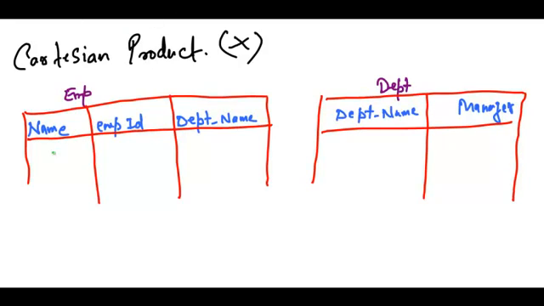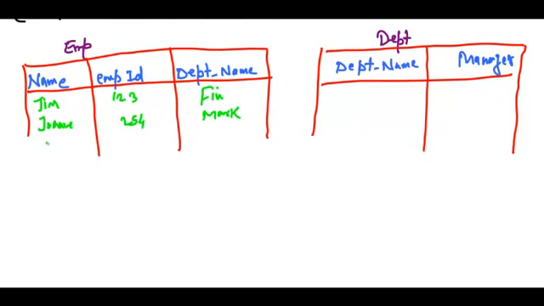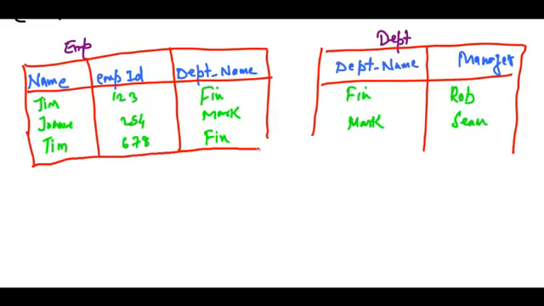Okay, so let's say we have Jim, ID is 123, department name is finance. Then we have Joanne, ID is 254, department name is marketing. And we have Tim, ID is 678, department name is again finance. And here we have department name finance, manager Rob, department name marketing, manager Sean. Let's complete this table.